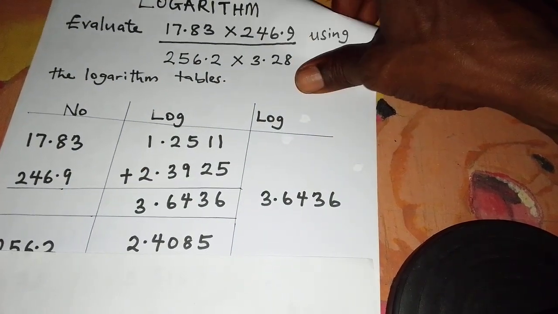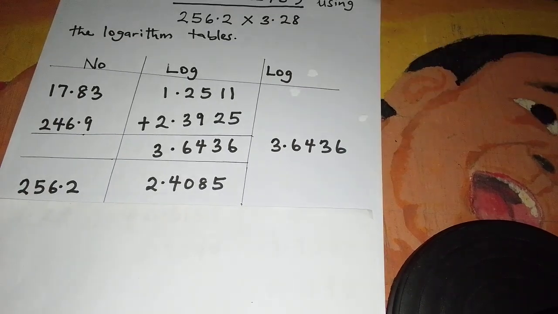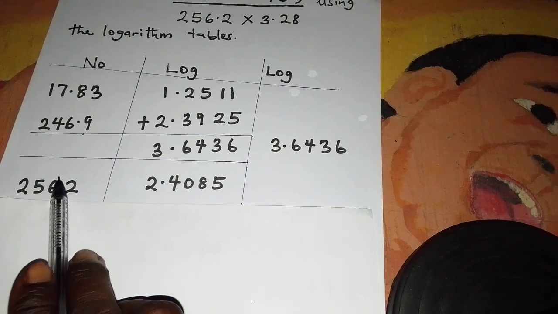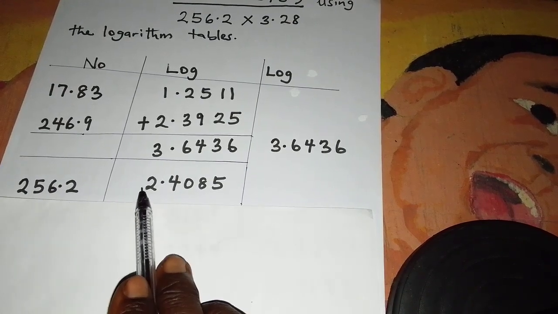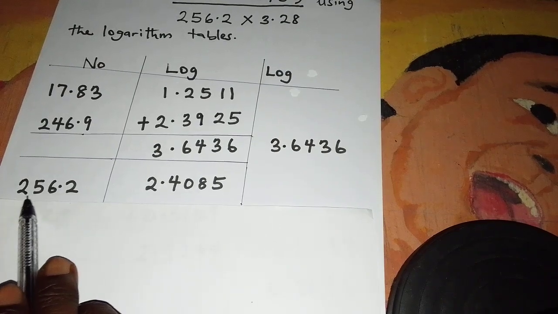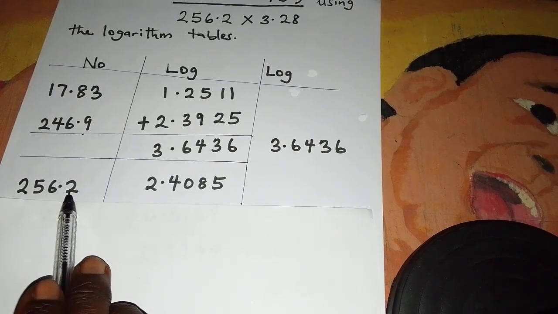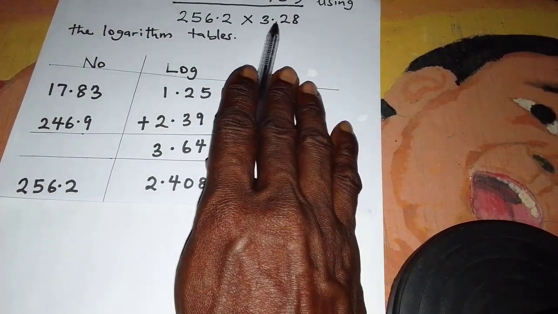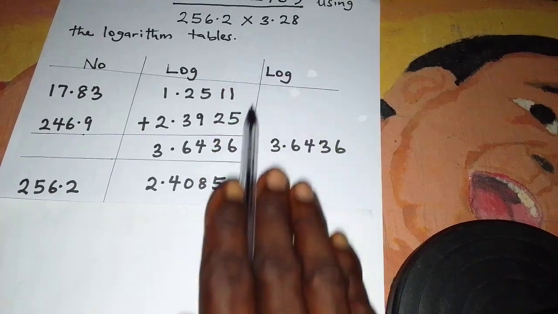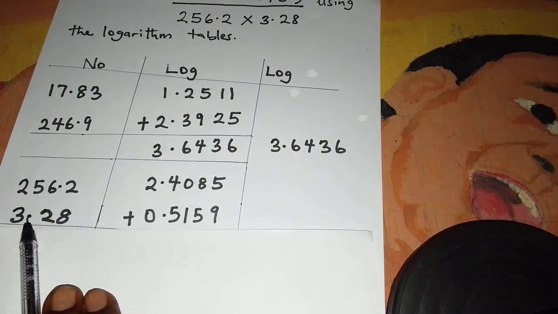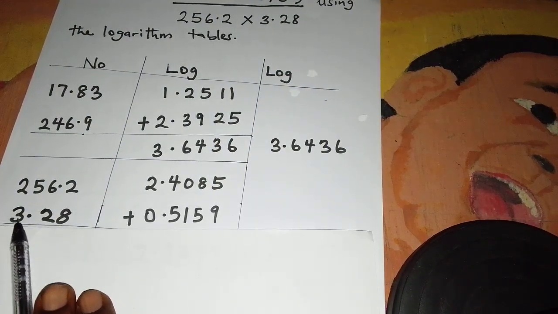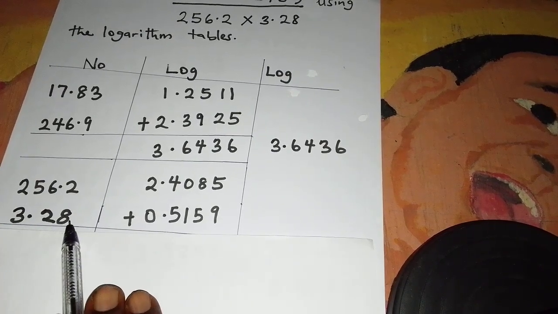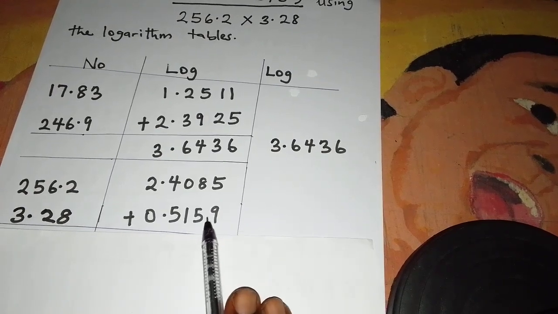For the denominator, you are having 256.2. So how many times are you moving the decimal point? 1, 2. So that means you are having 2 points. Look for the logarithm of 25 under 6, difference of 2, which will give us 4085. Then the logarithm of 3.28. How many times are you moving this? Since 3 is already a unit number, you are not moving it at all. So that means it will be 0 point. Now look for the logarithm of 32 under 8, which will give us 5159.